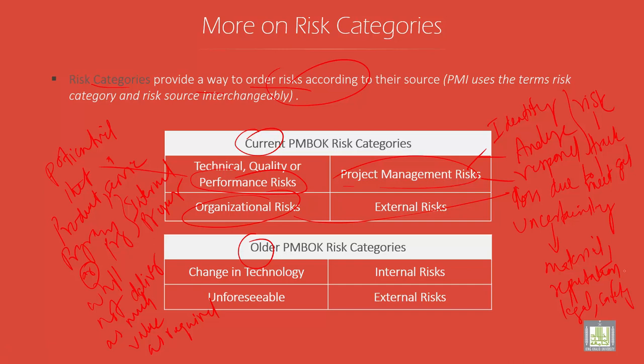Then external risks. External risks are always due to external factors, like natural factors, then political, and also economic factors. So these are the important external risk factors. The natural risk factors include disasters such as earthquakes, floods, rain, and droughts. All these are natural factors.